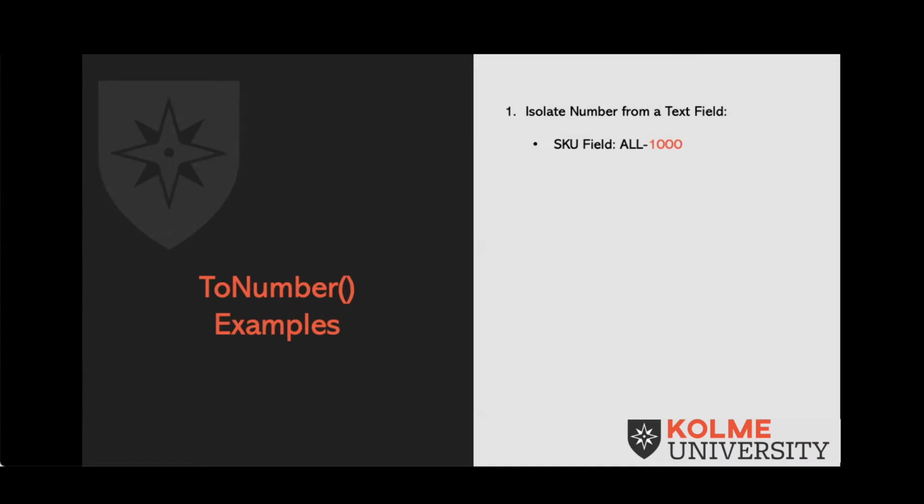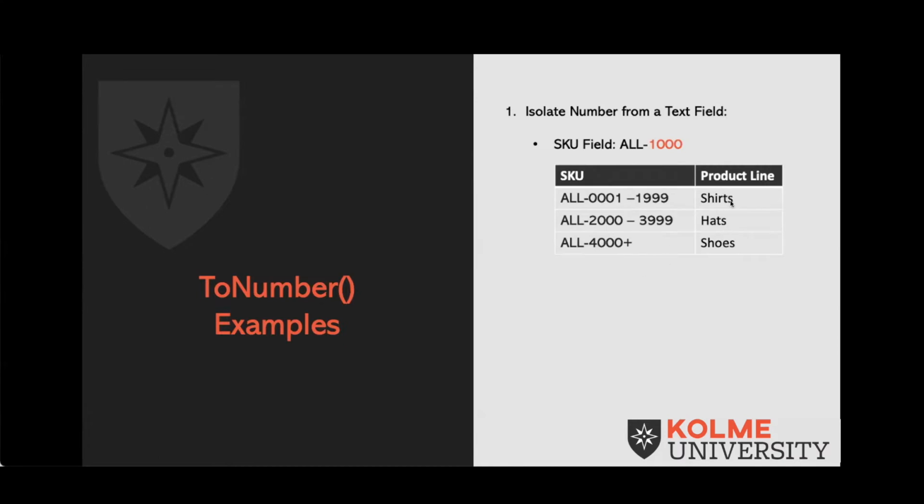Okay, for my first example, I want to isolate a number from a text field. So in this example, the SKU field, which is a standard Clarizen text field, which means it can have letters, symbols, numbers, anything in it. I want a workflow rule to identify the product line based on this number. I'll show you what that looks like.